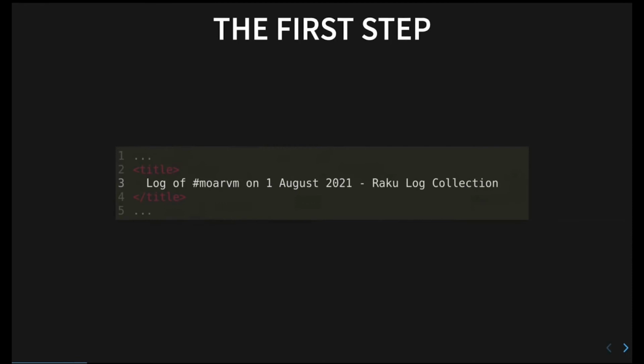Here we see some innocent HTML code. At first glance it looks normal, but in fact it is not good at all. Say if we have a website with IRC logs, we want to display different dates, not just August 1st. And also, of course, we want to display data for different channels, not just the MoarVM one. And the answer is to keep the data separate and the HTML separate. And this is where templating comes to the rescue.